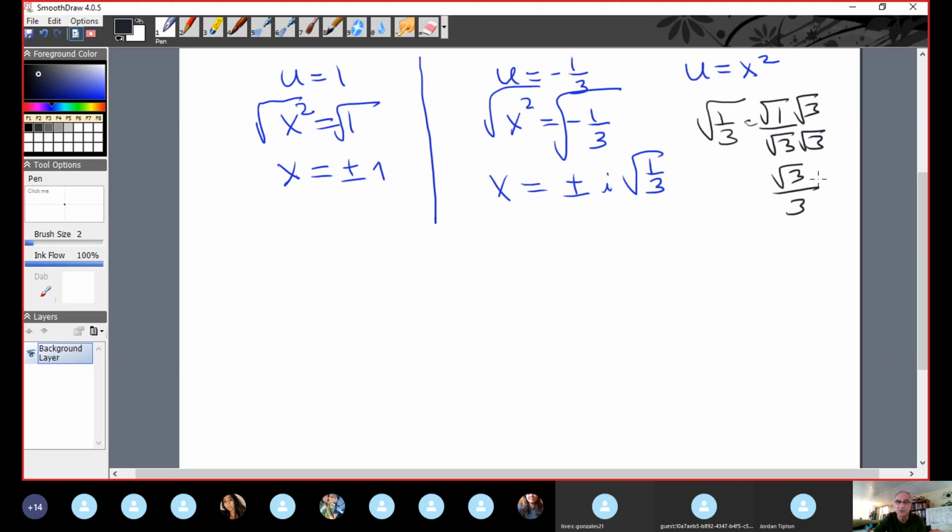Because radical 3 times radical 3 is 3, and this is equivalent to this, and you can write it like that, plus or minus i radical 3 over 3. Either way, guys, you leave it like that. Perfect.